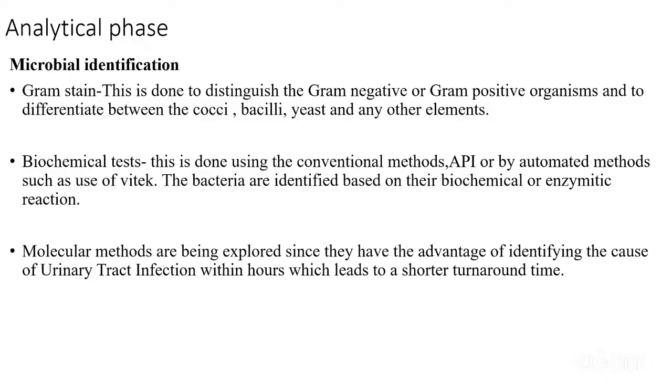The bacteria are usually identified using their biochemical or enzymatic reactions. Another method used for bacteria identification, which is not commonly used because it is expensive, is the molecular methods, whereby PCR, polymerase chain reaction, is used to identify the organism causing the urinary tract infection. This process is expensive, but it has a shorter turnaround time, so the management of the patient will be quicker than the rest.